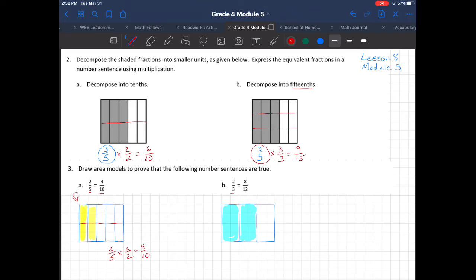All right, 2/3, I already drew the picture. I need to make it be 8/12. This is 4 times as many pieces, so I'm going to make it into 4 rows across. Now I do have 1, 2, 3, 4, 5, 6, 7, 8 shaded, just like it says I should. 9, 10, 11, 12 total pieces. Multiplication sentence. 2/3 times 4/4 equals 8/12.